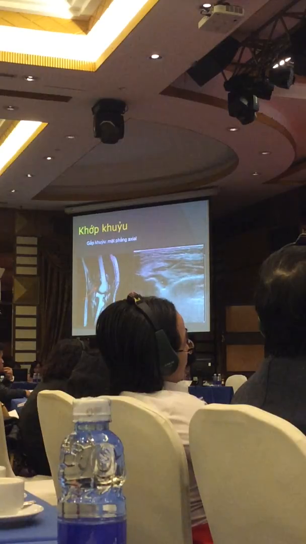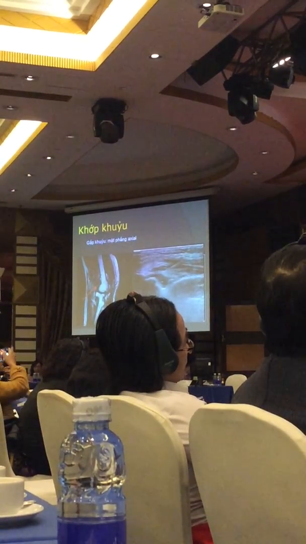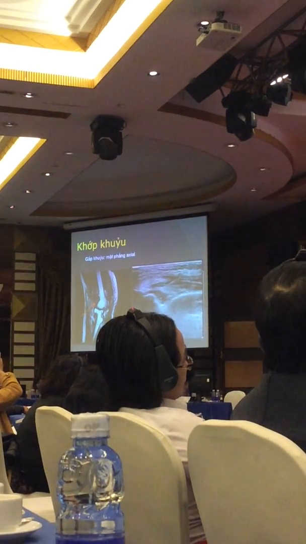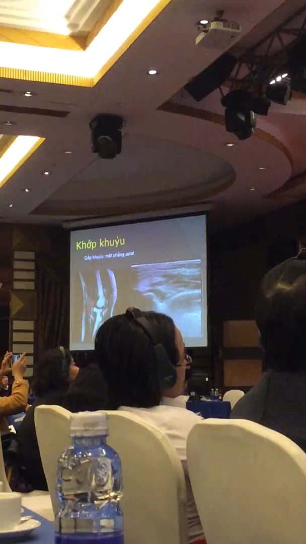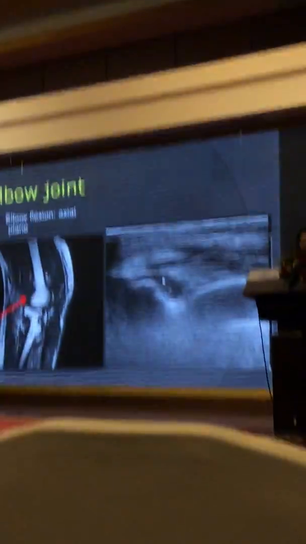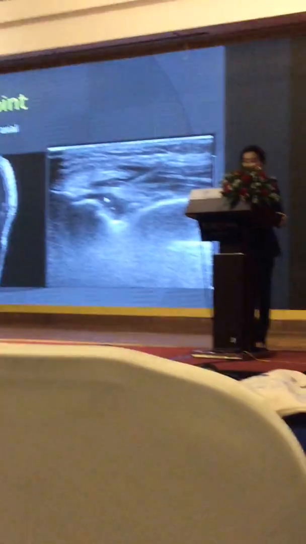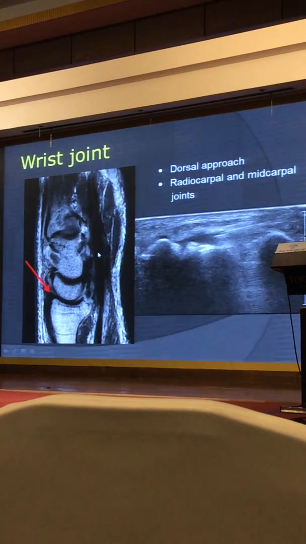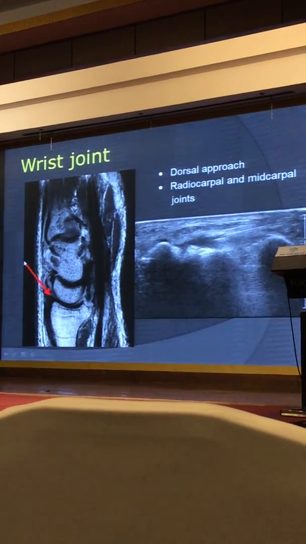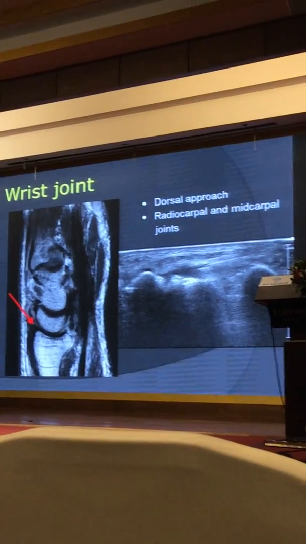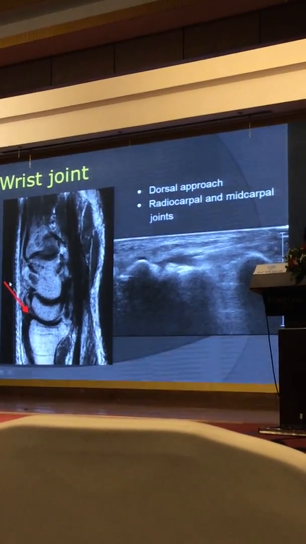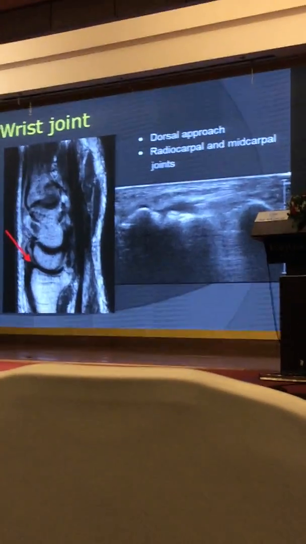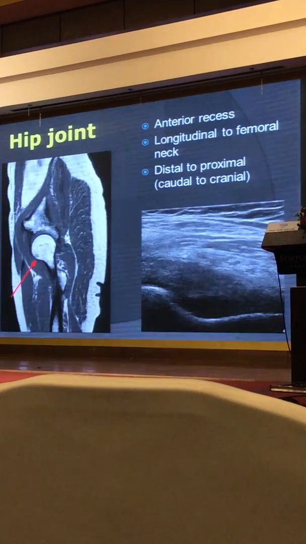For the elbow joint, you have the elbow flexed and use the axial plane approach, which would look like this on the sagittal MR image. And you can see the needle tip here. For the wrist joint, you usually use a dorsal approach and target the joint from distal to proximal, or caudal to cranial direction. You can target the radiocarpal or midcarpal joints.